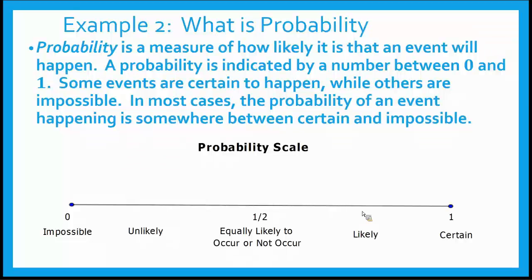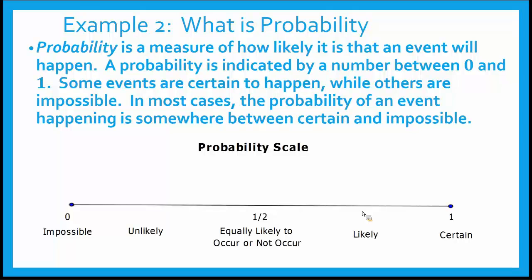What is probability? Probability is a measure of how likely it is that an event will happen. It's indicated by a number between 0 and 1. Some events are certain to happen while others are impossible. So in most cases, the probability of an event happening is somewhere between certain and impossible.